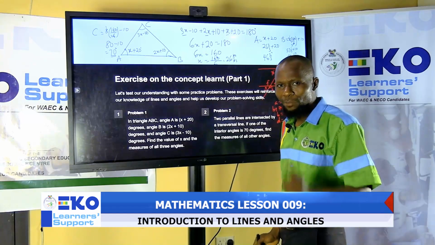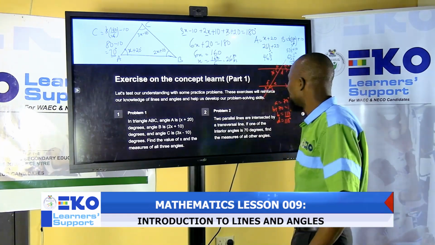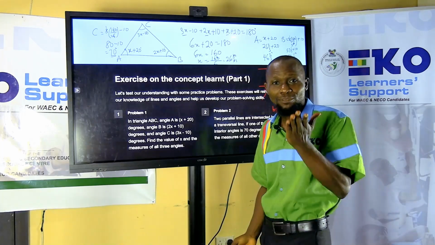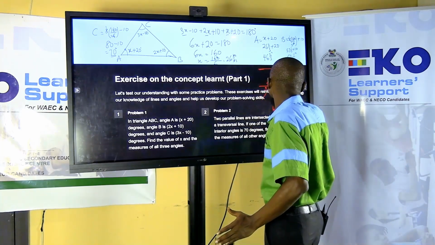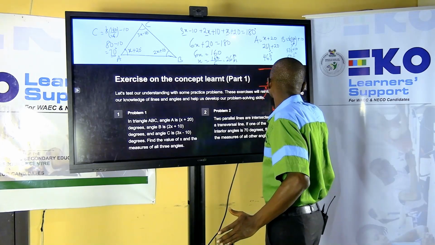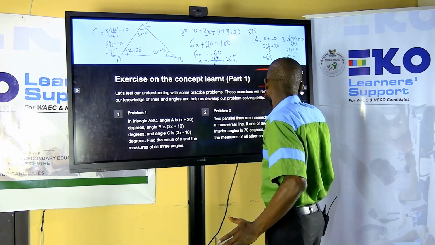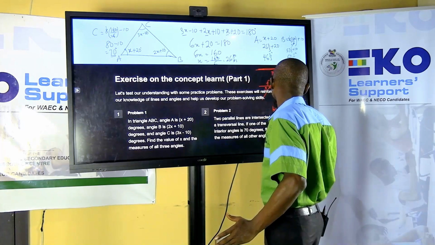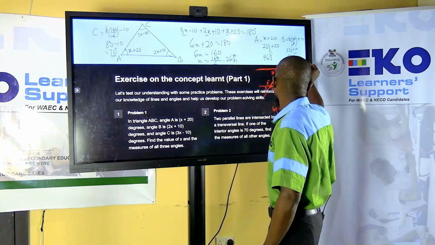So let me add one more and give the rest to you to solve. Now, if you can bring the concept of alternate angle, Z angle. This is Z. So the inside and the inside are equal. So E equals 70 because they are alternate. All right, they are alternate.